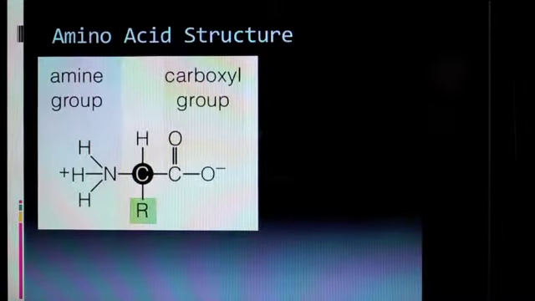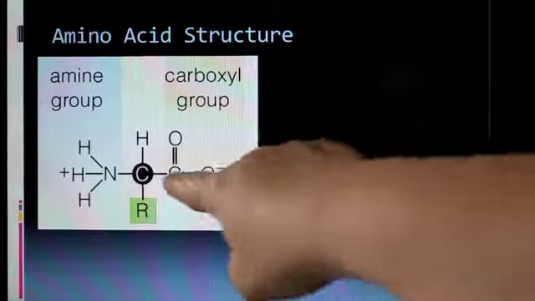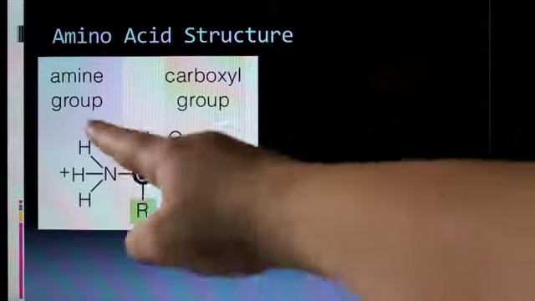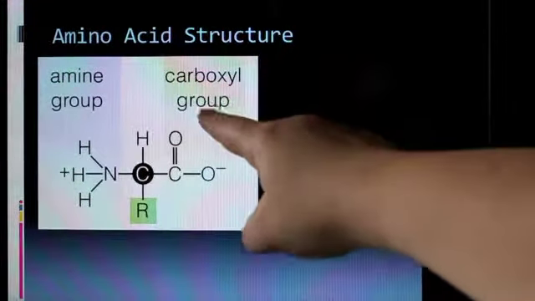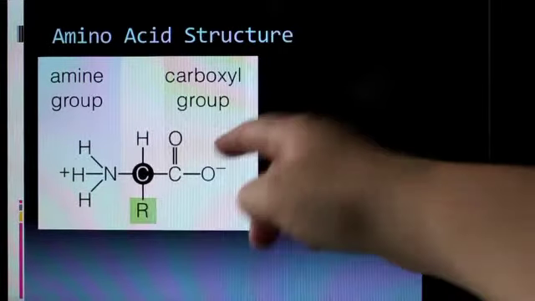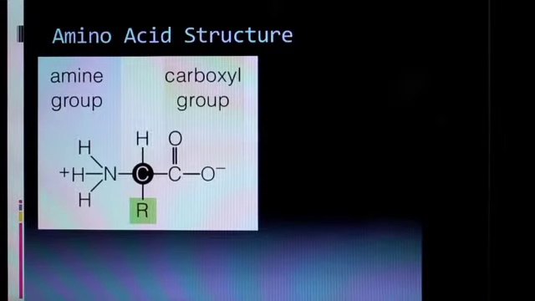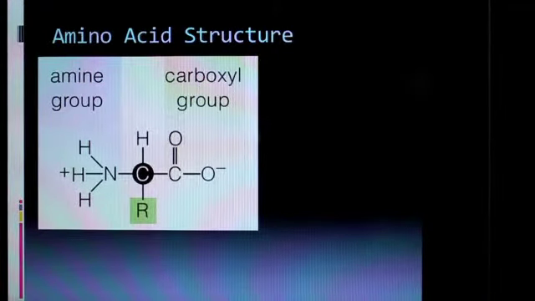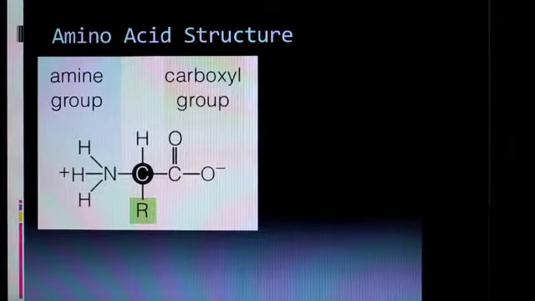So here's what an amino acid, one of these monomers that proteins are made of, looks like. They've got an N here and then 2 carbons. This is one end, this is the other end, and then this is the important part, this R here. There are 20 different things that can go where that R is.